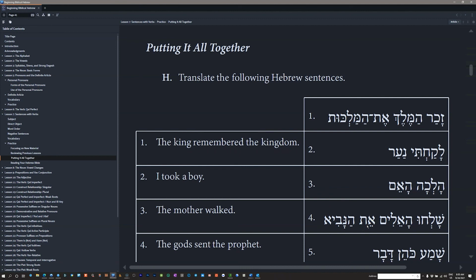Okay, English will flip its direct object and its indirect object when the indirect object does not have a preposition. So instead of, we could say they sent the prophet to the gods, or if we want to take off that to, we'll flip the order. They sent the gods the prophet, okay?